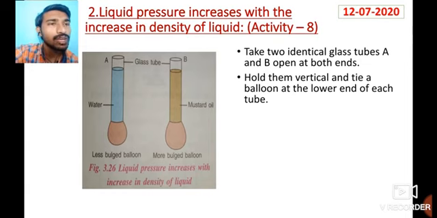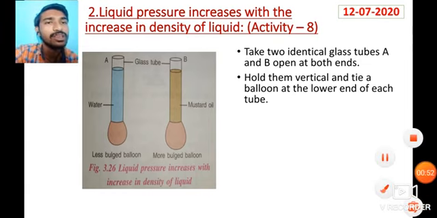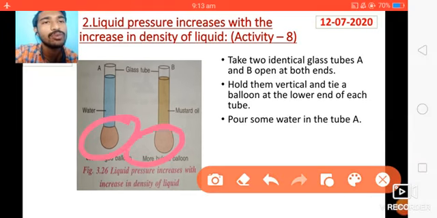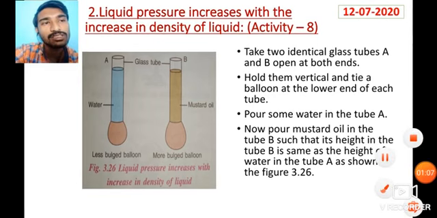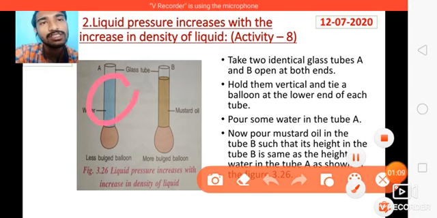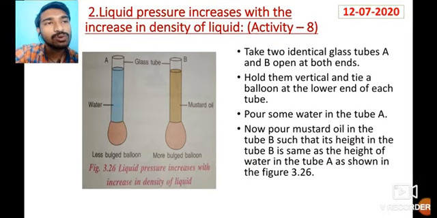Now we have to tie balloons to the two identical glass tubes A and B. Here you can see, you have to tie a balloon to each of the two glass tubes. Now observe carefully, students. Pour some water in the tube A. Here the blue color inside tube A indicates water.